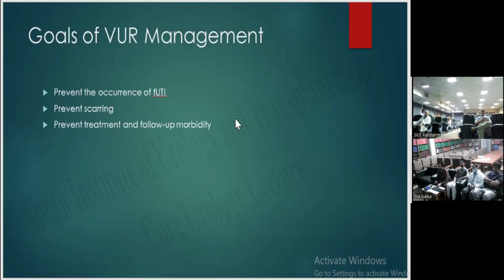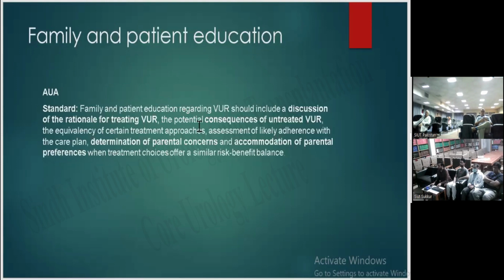Goals of VUR management are to prevent the occurrence of febrile UTI, prevent scarring, and prevent treatment and follow-up morbidity. Family and patient education: the American Urological Association standard says education regarding VUR should include a discussion of the rationale for treating VUR, the potential consequences of untreated VUR, the equivalency of certain treatment approaches, assessment of likely adherence with the care plan, determination of parental concerns, and accommodation of parental preferences when treatment choices offer a similar risk-benefit balance. The American Urological Association says the family should be consulted about all treatment options.